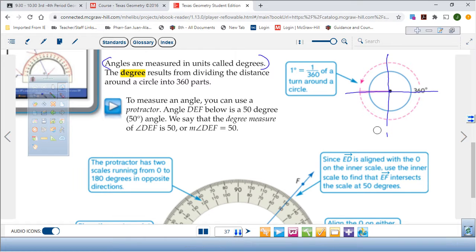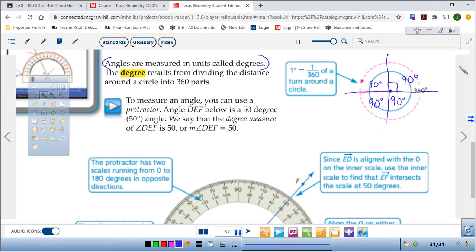So there it is, 4 equal pieces. Each one of these is how many degrees? 90 degrees. So there it is, 90, 90, 90, 90. 2 of them together make 180. Does that make sense?